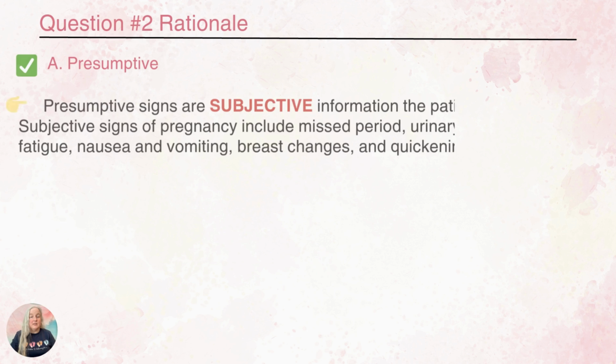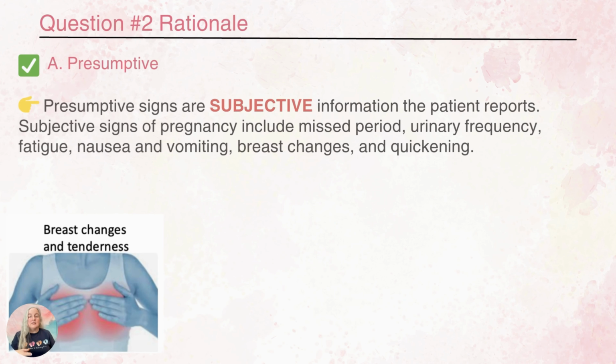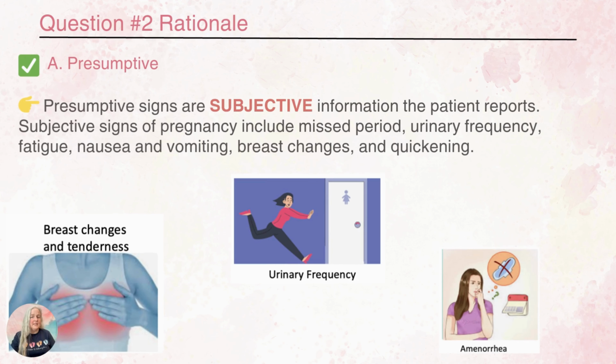Presumptive. The rationale for this question is based on the fact that, again, this is information that she is telling you. If she is noticing darker pigmentation on her breasts, you could, as the nurse, look at them, but you don't know what they looked like before. So this is still subjective information provided to you by the client. Other things that can be subjective include urinary frequency, amenorrhea, nausea and vomiting, like we talked about with the last question, fatigue, and also quickening.